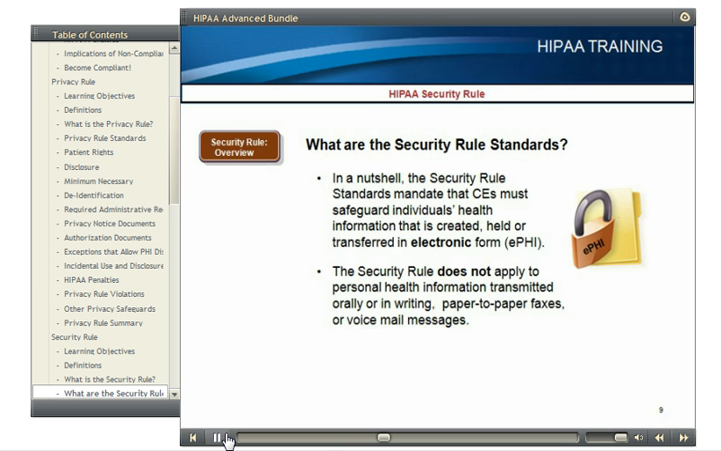What are the Security Rule standards? In a nutshell, the Security Rule standards mandate that CEs must safeguard individuals' health information that is created, held, or transferred in electronic form, EPHI. The Security Rule does not apply to personal health information transmitted orally or in writing, paper-to-paper faxes, or voicemail messages.